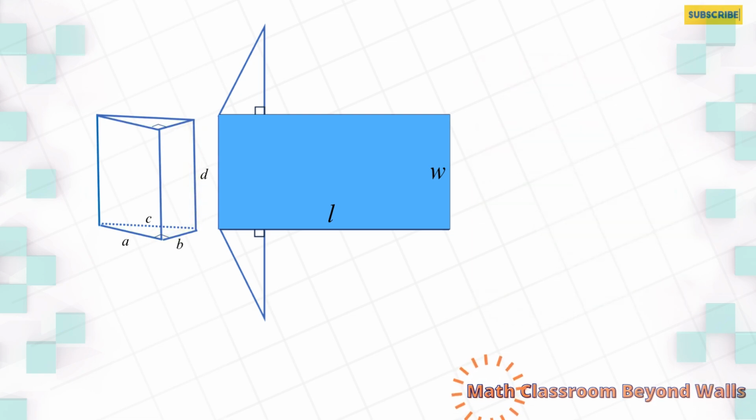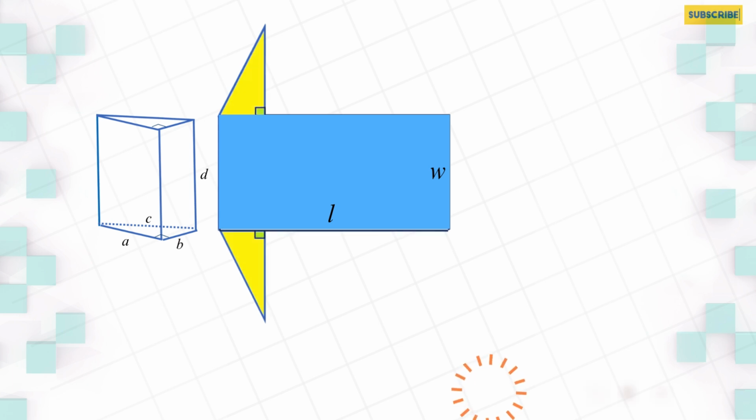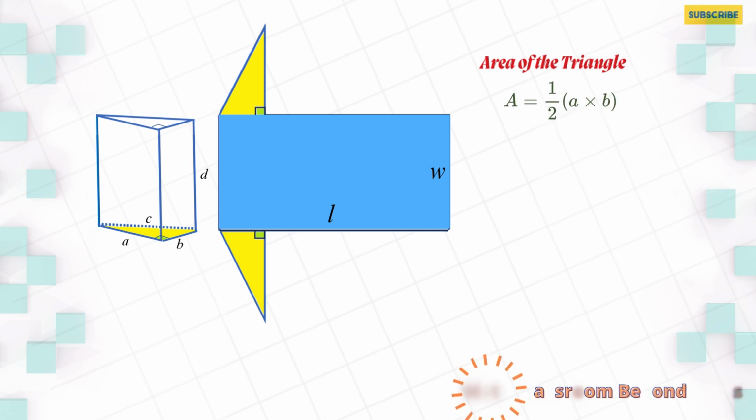Remember that there are still 2 congruent triangular bases. Our triangle is right, so the area of one triangle is just half the area of a rectangle, which is 1/2 A times B.